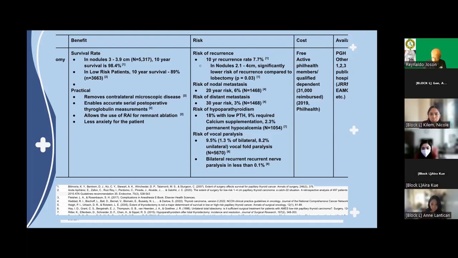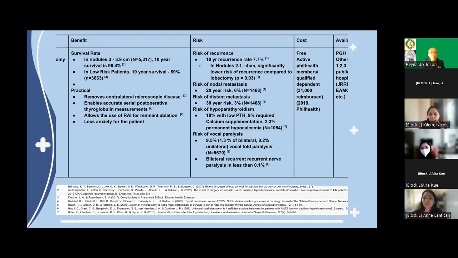For the risk, the 10-year risk of recurrence in one study is 7.7% in nodules 2.1 to 4 centimeters. The 20-year risk of nodal metastasis in one study is 6% in a pool of 1,468 patients. The 30-year risk of distant metastasis in one study is 3% in a pool of 1,468 patients.